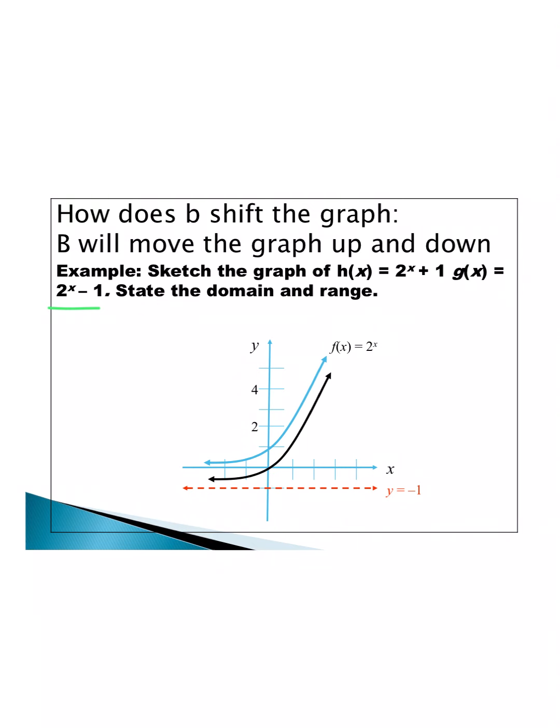We can see that, again, your domain has not changed. So your domain is still going to be negative infinity to positive infinity. But now for your range, because of that shift down, we're going to be going from negative 1 to positive infinity. And again, we can see the relationship here. You have your asymptote, which is at y equals negative 1. You have your range, which starts at negative 1. And we can see the vertical shift is down negative 1.